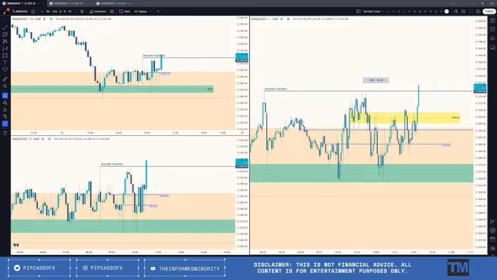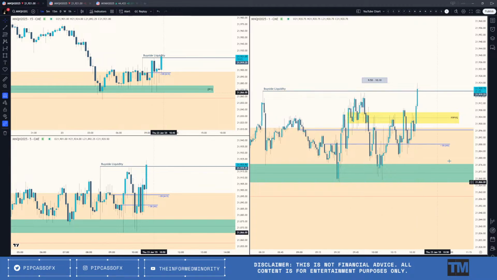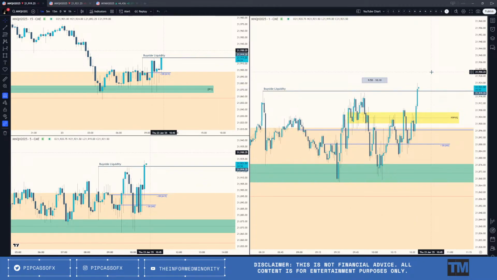There we go. After an hour and 34 minutes, we finally took out the buy side liquidity there. So that's what we're looking for. We were just 54 minutes early. That's it.